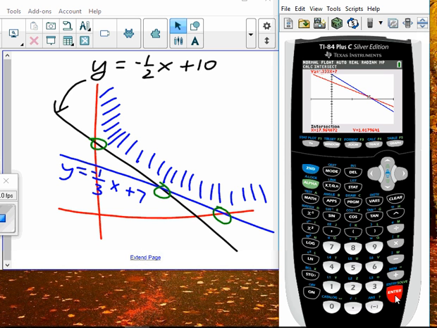All right. So, what is that? Well, that's the corner of the feasible region. What if the optimization equation was something like this? It costs money to make these x's and y's.